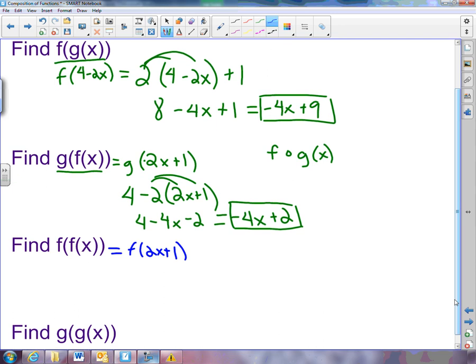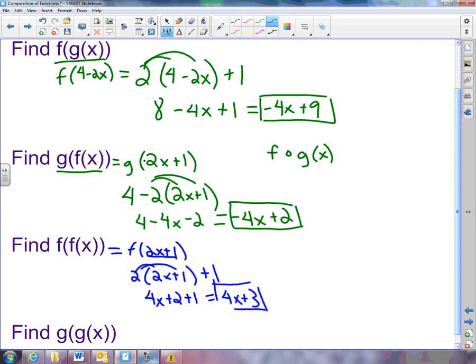That's the same thing as 2 times 2x plus 1 plus 1. Realize that we're taking this value and plugging it in for the x. So now if I distribute, I get 4x plus 2 plus 1, which is 4x plus 3. Realize that here I once again get a totally different result than I did with the other ones.